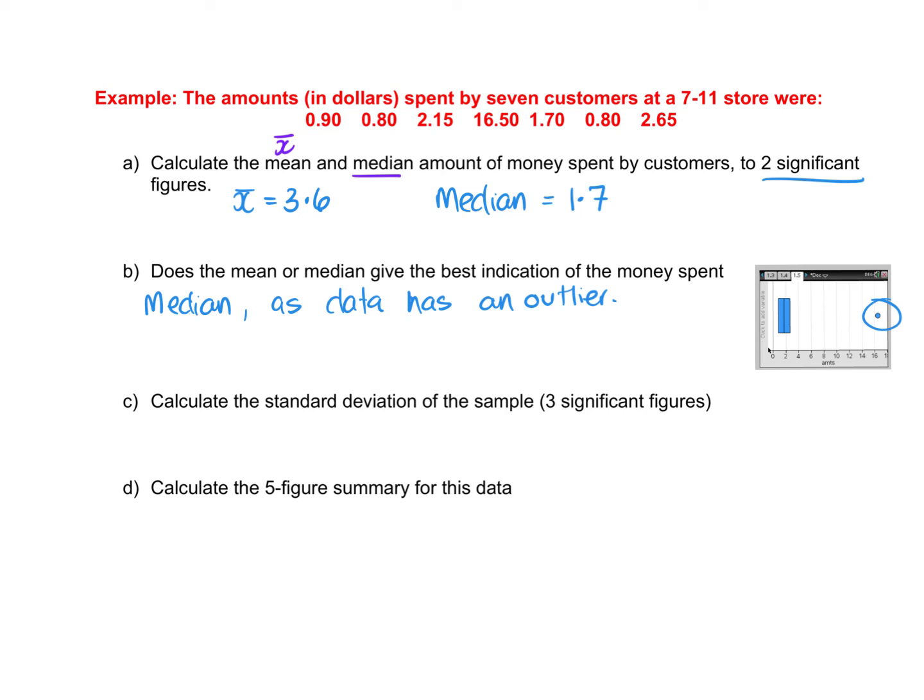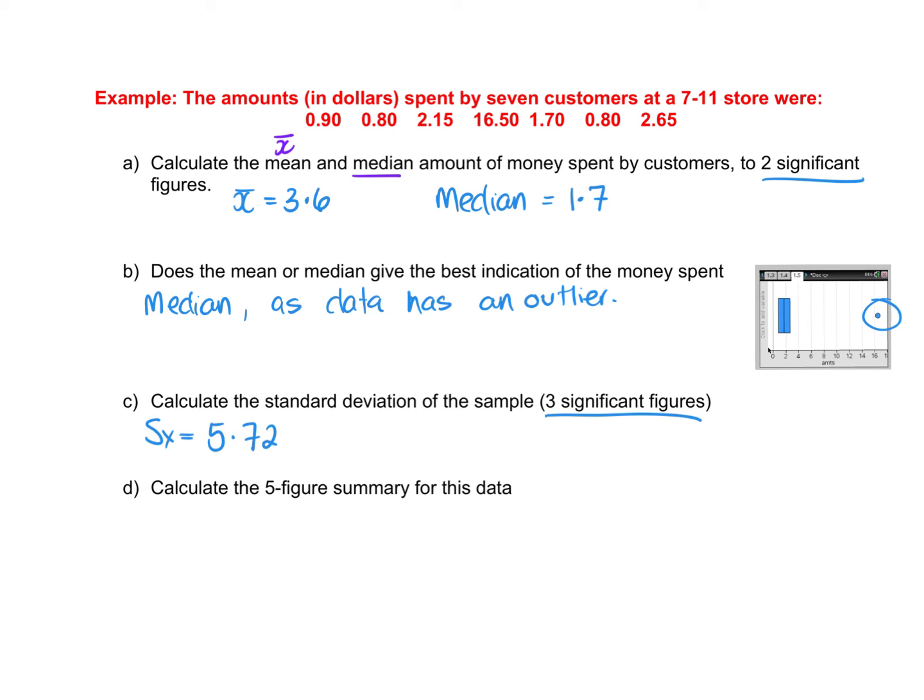Okay. It's said to calculate the standard deviation. So that's on our spreadsheets, our stat calculations, and it's the SX value. Now it's set to 3 significant figures. So for this one, it's going to be 5.72. There's 3 non-zero numbers there, yeah? Starting with our non-zero, and then I've counted 3 numbers. So 5, 1, 2, 3.